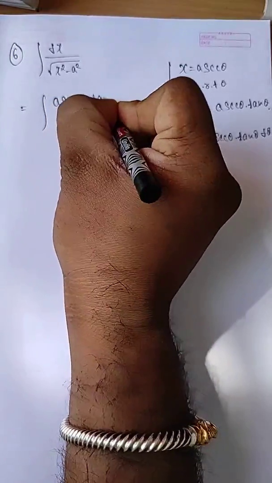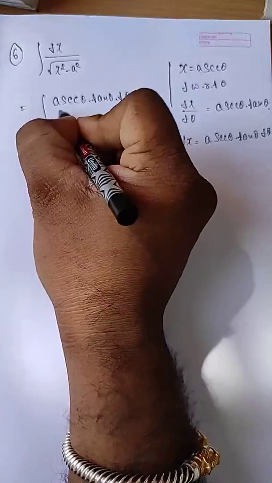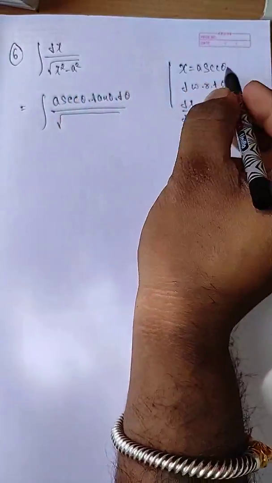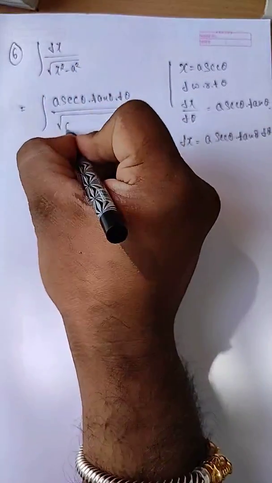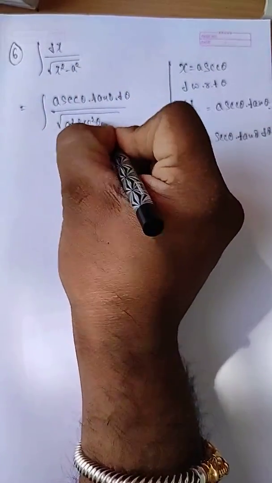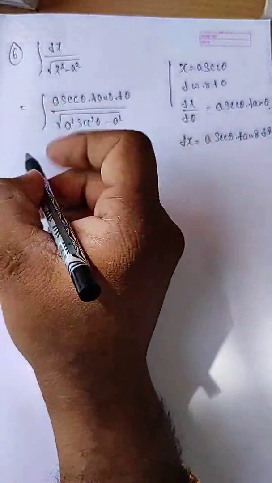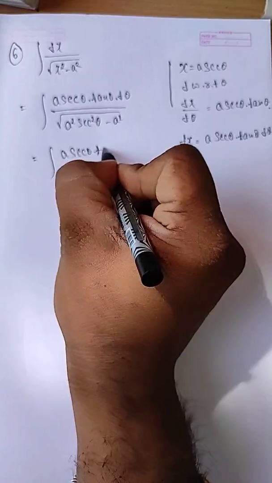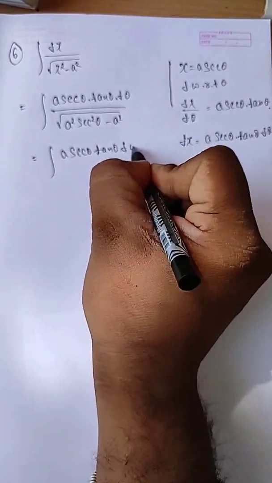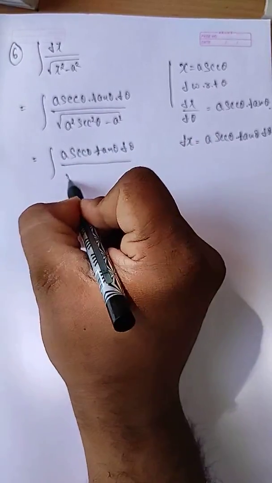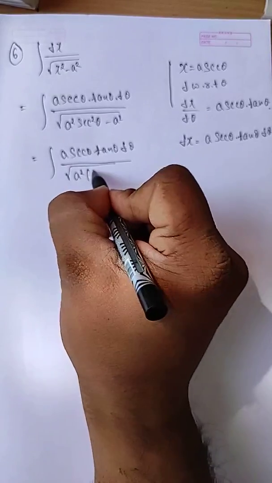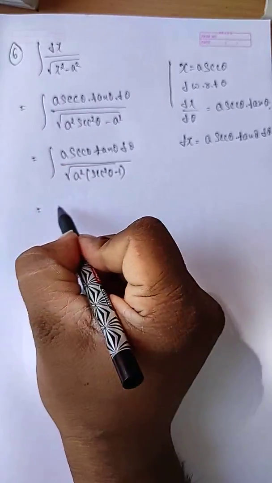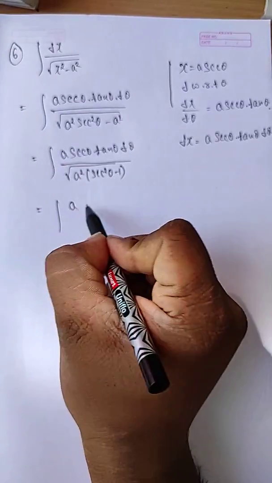Now we are replacing dx as a secant theta into tan theta into d theta by root of x square. X is a secant theta. X square means a square secant square theta minus a square. I am taking a square as common. Integration of a secant theta into tan theta into d theta by root of a square into secant square theta minus 1. What is secant square theta minus 1? We know that secant square theta minus 1 is tan square theta.